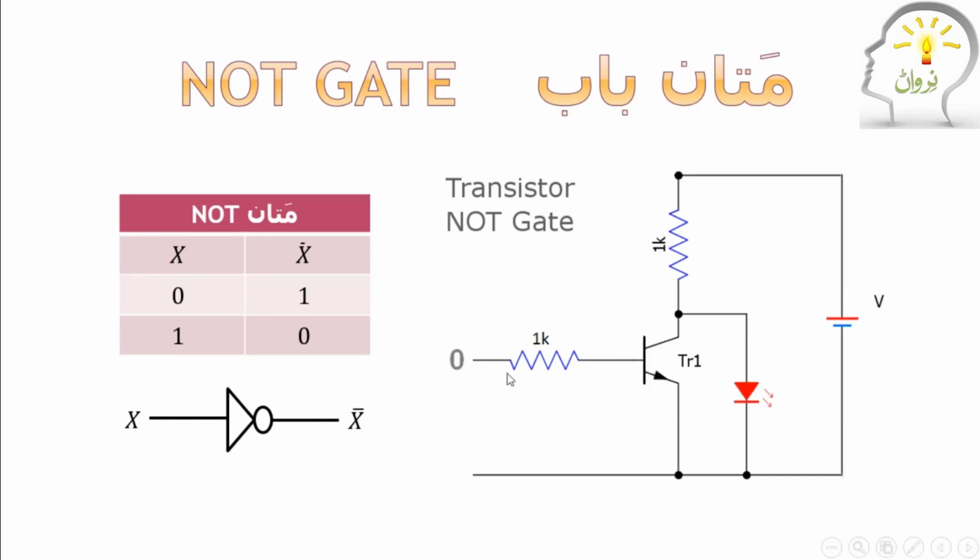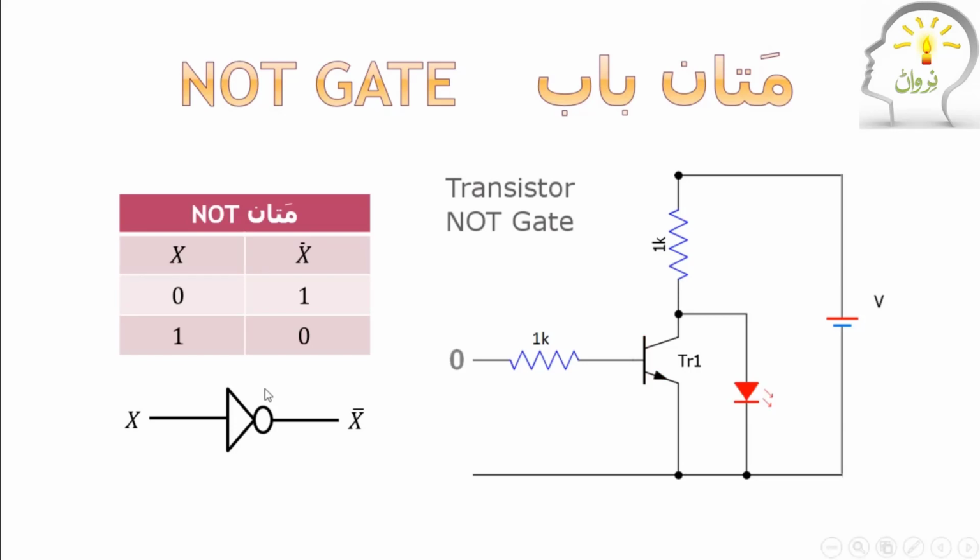Here the input is coming through a resistor. This is a current limiting resistor to limit the base current. You know that if you connect a resistor on base and one resistor on collector and you directly ground the emitter, this becomes a switch.